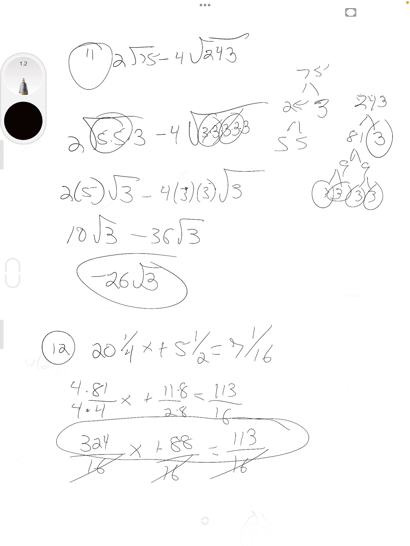So 324x plus 88 is this, so I have 324x equals 113 minus 88. If I subtract 88 from both sides, that 88 goes away, equals 25. Divide both sides by 324, and I end up with x equals 25 over 324. And that's as much as I can do, and that's the answer to question number 12. Question 13.